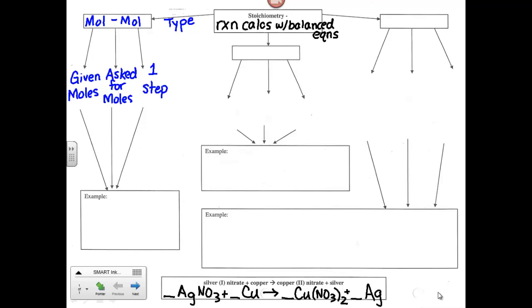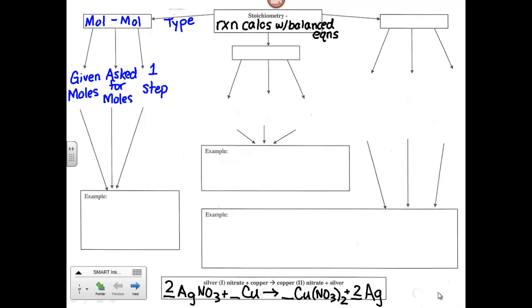Now we need to balance this equation. Check your silvers, check your nitrates. You need 2 here. Check your coppers. Okay, good, but when we change the nitrate, we also change the silver. So we'll need a 2 there as well. Now we have a balanced equation that we can work with.